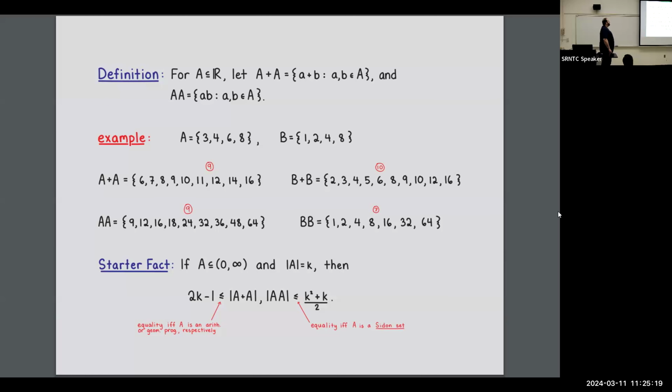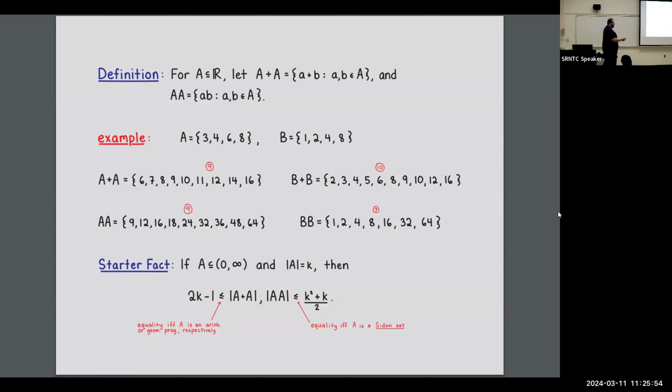Just as a starter fact, here are the biggest that these could possibly be and the smallest that these could possibly be. B times B is an example of the smallest it could possibly be, which is 2k minus 1, where k is the number of elements of A. That equality only holds for sum sets if your set is precisely an arithmetic progression, and it only holds for product sets if your set is precisely a geometric progression.